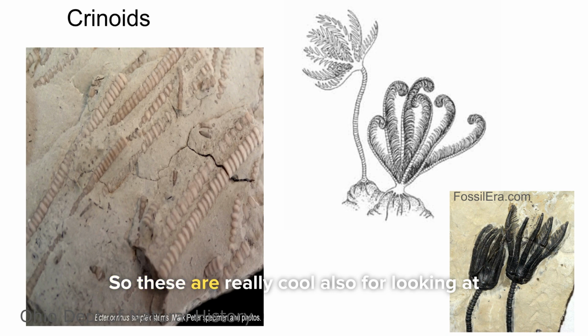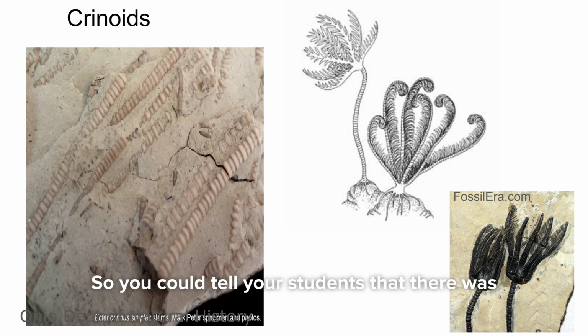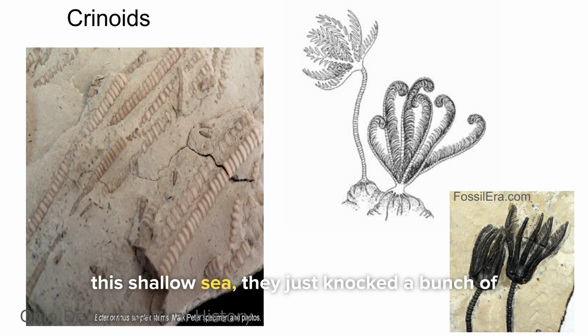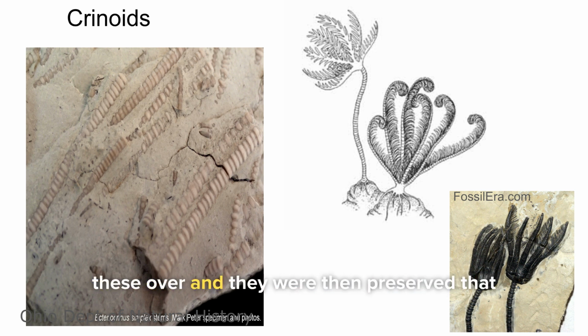These are really cool also for looking at things like storm events. Sometimes you might see them kind of crisscross and just a whole bunch of them toppled over. So you could tell your students that there was one of these storms that went through in this shallow sea that knocked a bunch of these over, and they were then preserved that way. So these are really cool for telling a story.